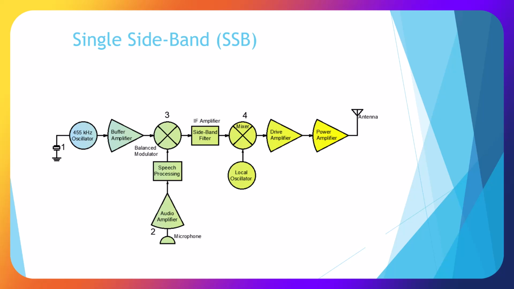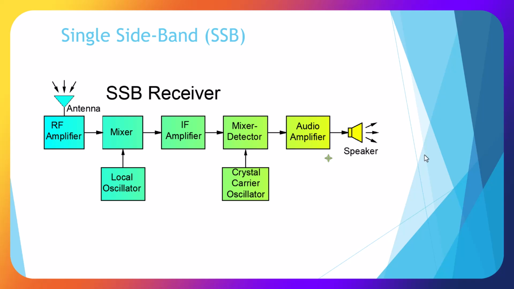This is the single sideband transmitter, and we have an oscillator driven by a crystal, a buffer amplifier, a balanced modulator which uses speech processing, an audio amplifier fed by a microphone, an interface amplifier, a mixer and local oscillator, a drive amplifier, and a power amplifier. These signals and symbols are based on the FCC Grol exam, with the exception of the local oscillator. Here's a single sideband receiver block diagram.